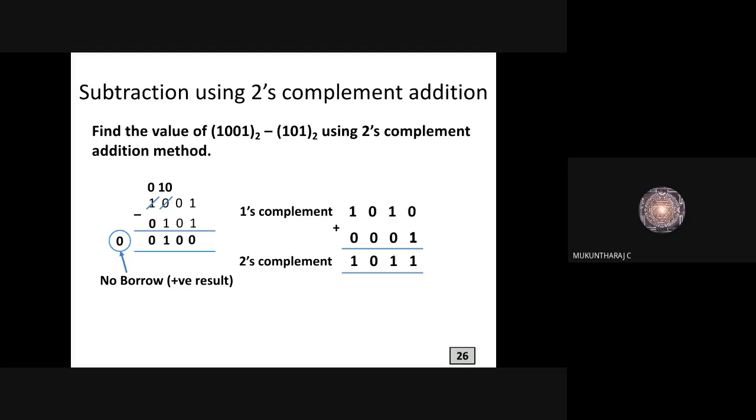So this is the negative of 101. The negative equivalent of 101 is the 1011 that I got here. Fine. Now let us see how to proceed. Fine. Now what do we have to do? Now, to which number did we say we should add this 2's complement value? Kindly type it in the chat box.